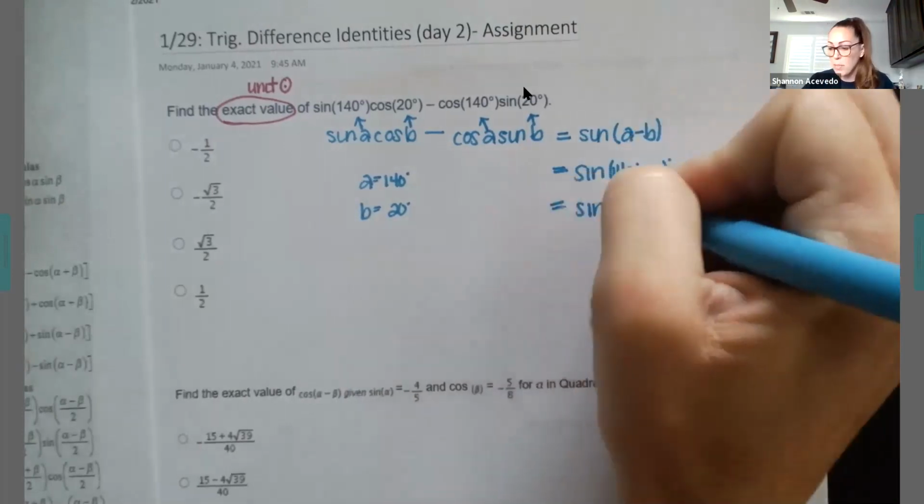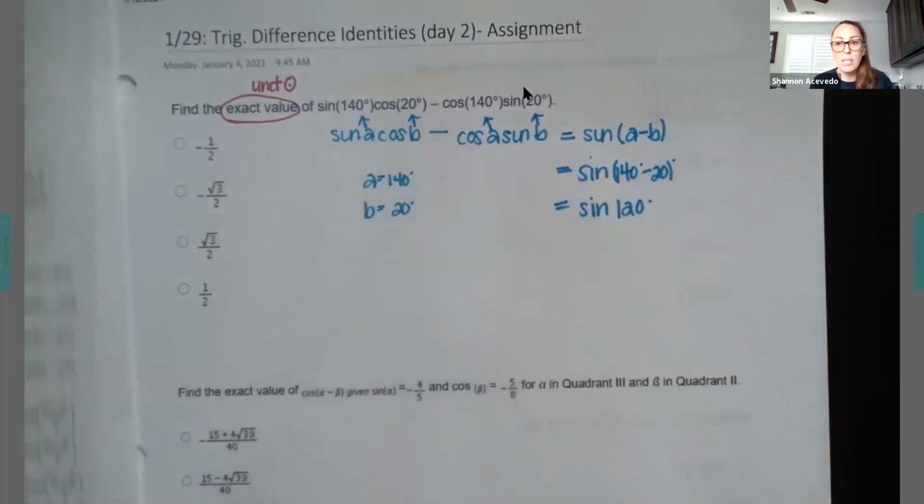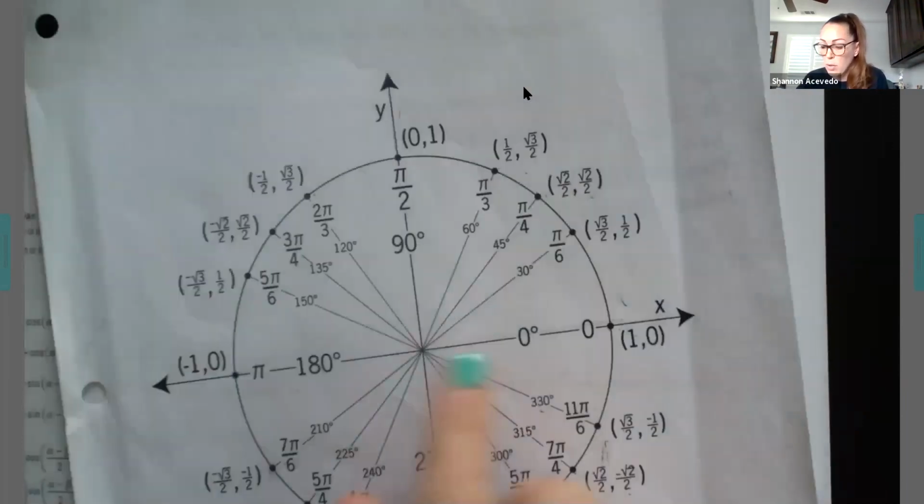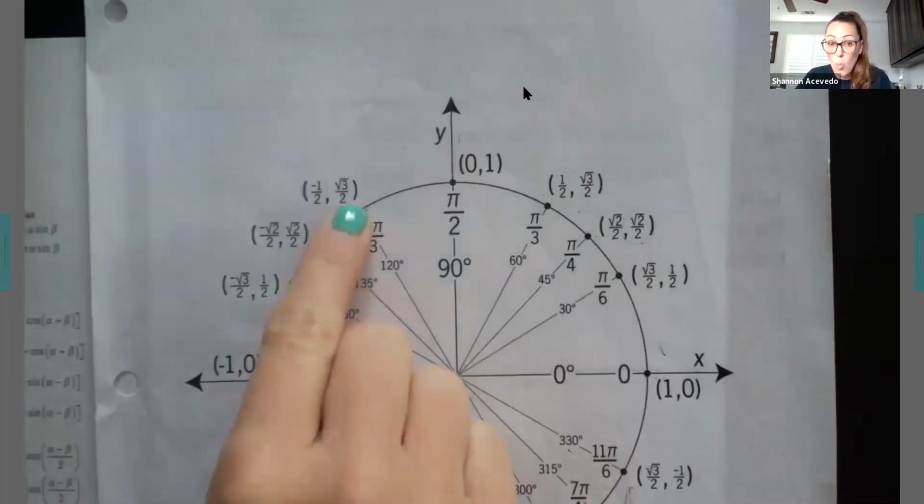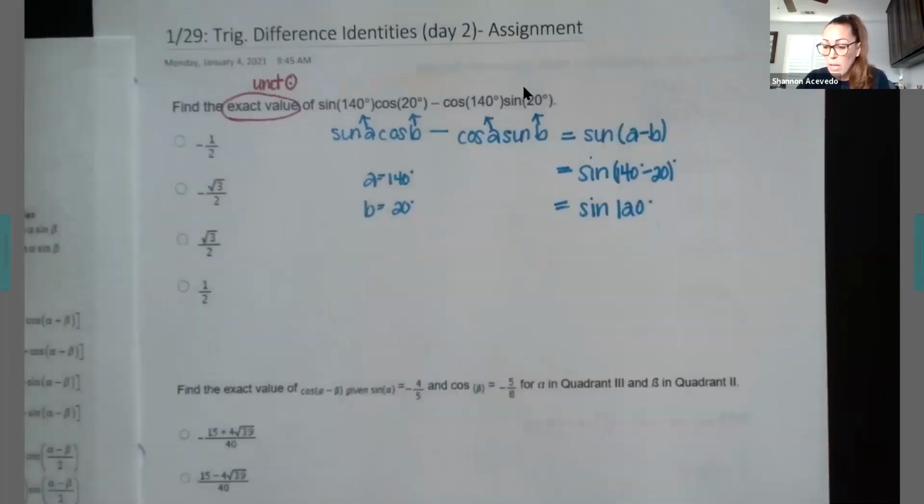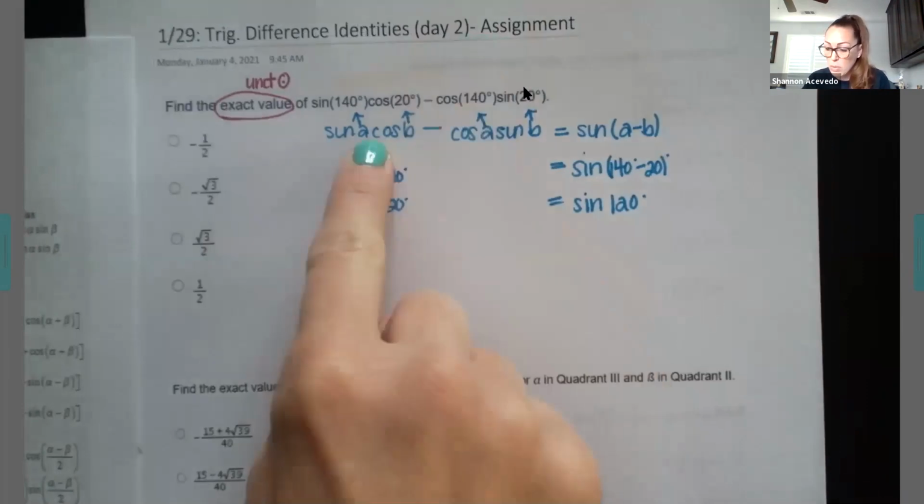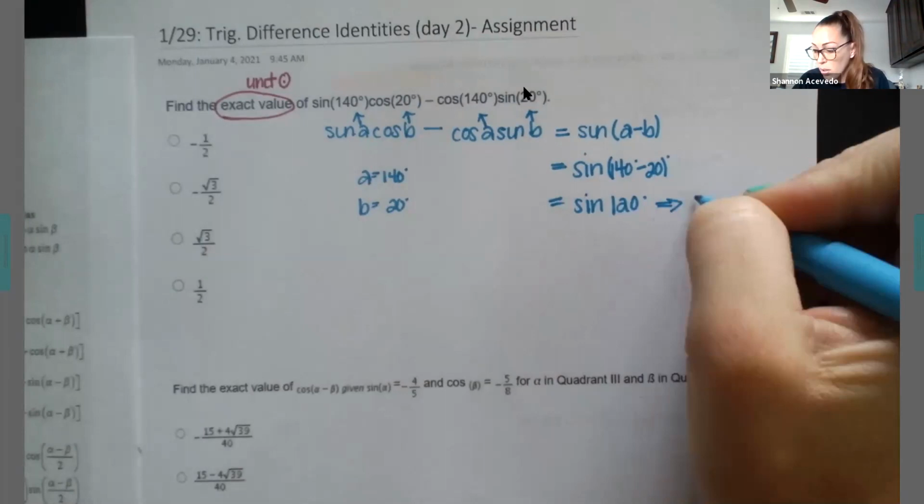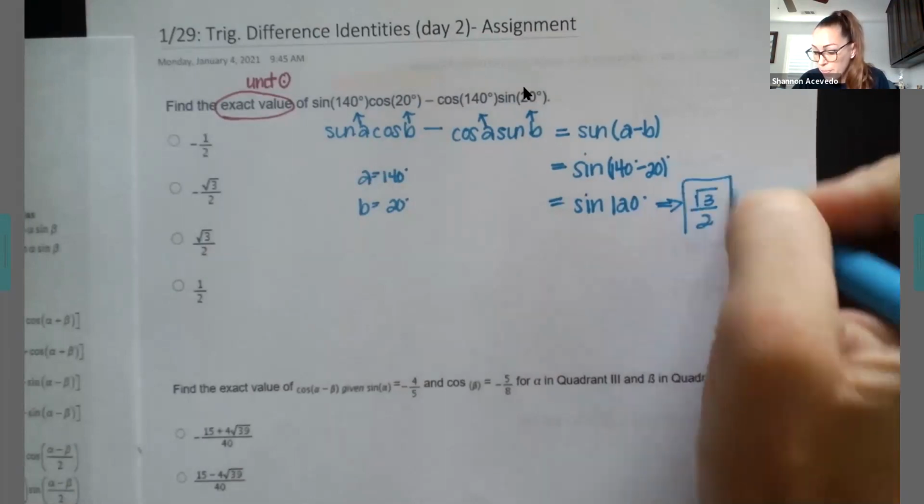And you know what's so nice about the sine of 120 degrees? It's on my unit circle. So all I need to do is go to 120 degrees. Sine is the y value, so it's just the square root of 3 over 2. So this whole thing right here is just equal to the square root of 3 all over 2.